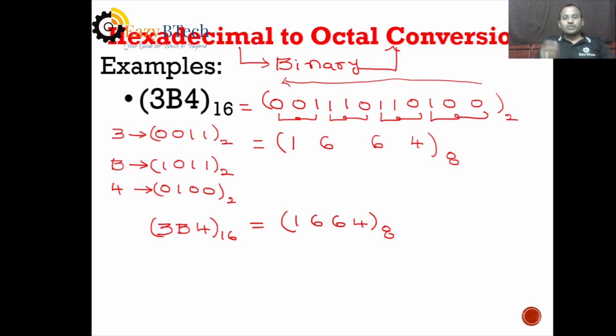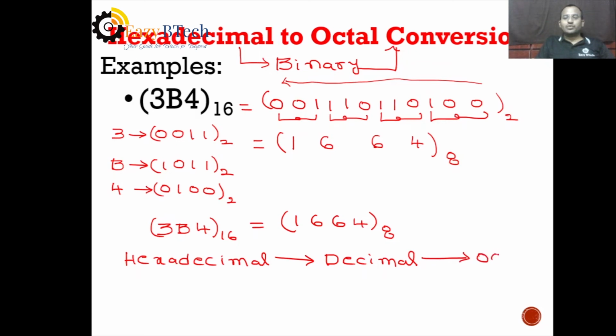There is one more procedure. This is a simple procedure, but there is another procedure in which we can also solve. For the given hexadecimal number, we find the decimal equivalent, and then from that we find the corresponding octal. This we will see in later classes.